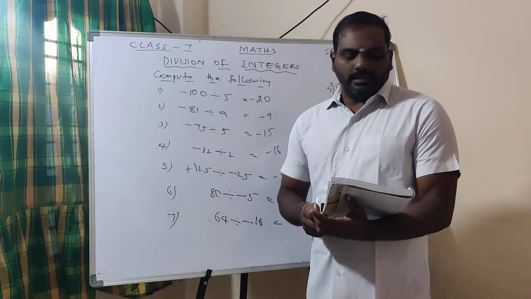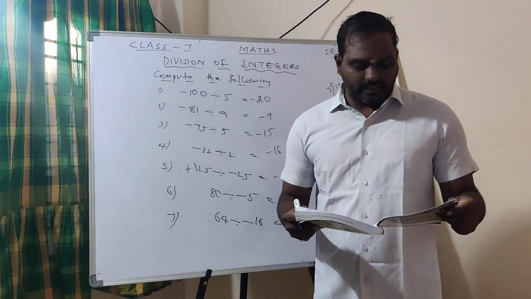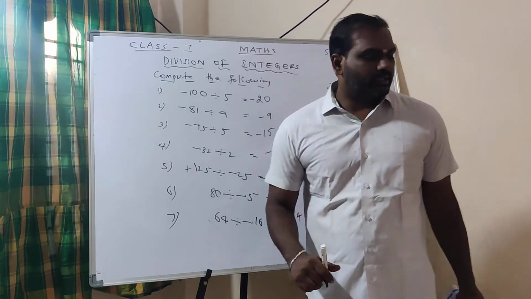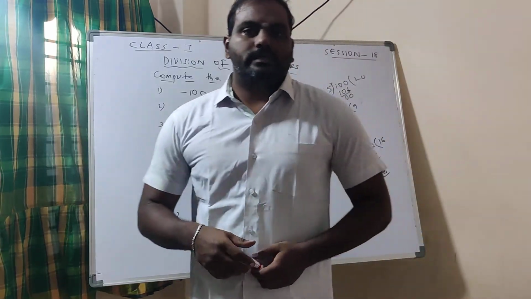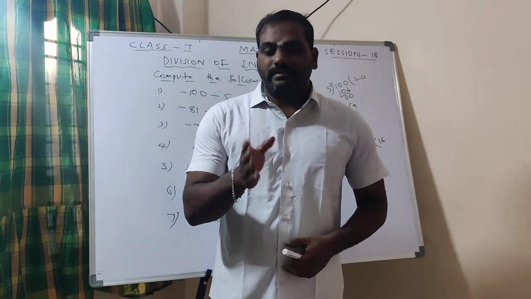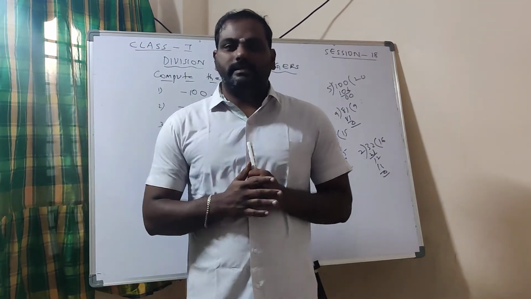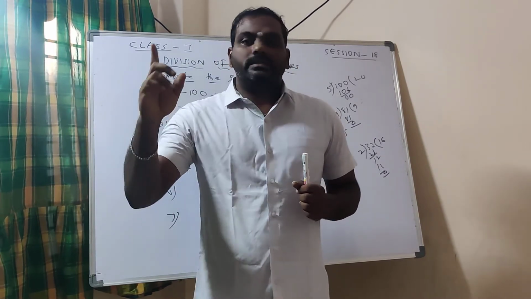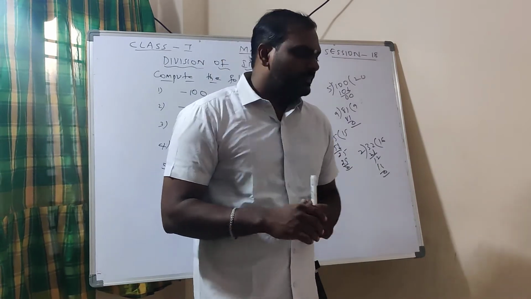So from this conclusion, what you have to understand is that whenever a positive integer is divided with a positive integer, you will get a positive answer. Whenever a negative integer is divided with a positive integer, you will get a negative answer. When a positive integer is divided with a negative integer, you will get a negative integer. And lastly, when a negative integer is divided with another negative integer, you will get a positive integer. That is the answer. Right?